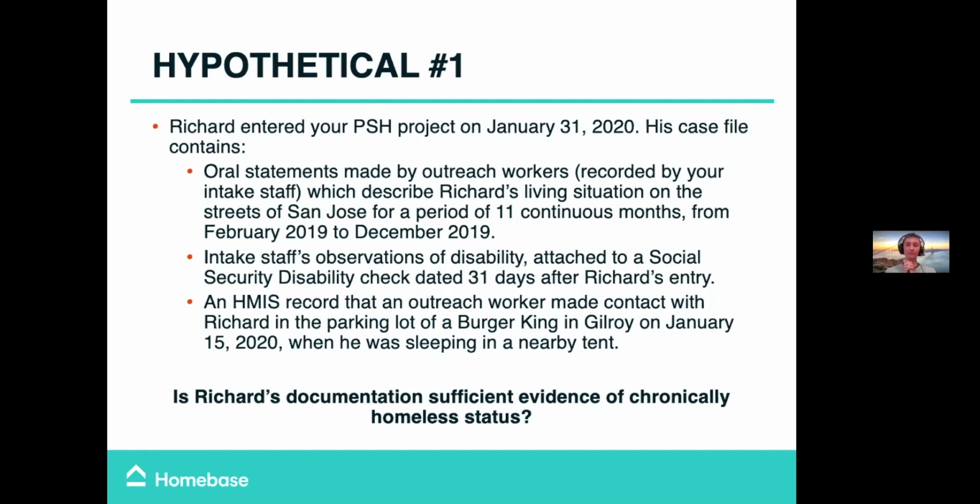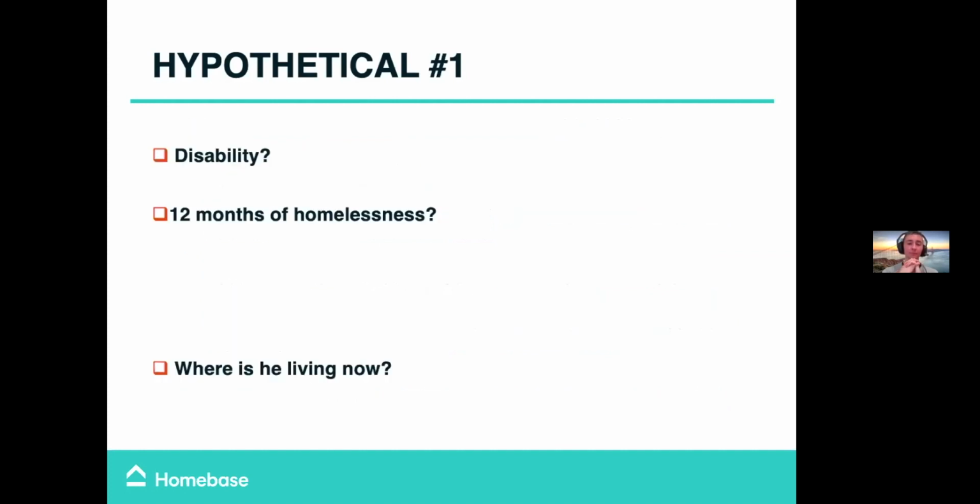First is a homeless individual with a disability. Second, that the individual lives in a place not meant for human habitation, safe haven or emergency shelter. And third, that they've been homeless for at least 12 months. So let's go ahead and go to the next slide and work through these different prongs together. So first, does Richard have a disability? And we know that yes, he does. He's got an SSDI check within 45 days of program entry.